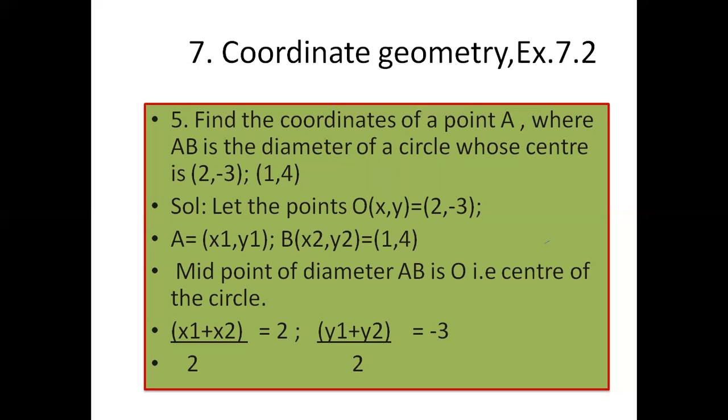The midpoint of a diameter AB is O. We all know that O is the center of the circle, that is exactly the middle of the diameter. So let us find the midpoint of this diameter, then equate it to the center. The formula for that is (x1 plus x2 by 2, y1 plus y2 by 2). So x1 plus x2 by 2 is equal to the center, which is 2, and y1 plus y2 by 2 is equal to the center, which is minus 3.